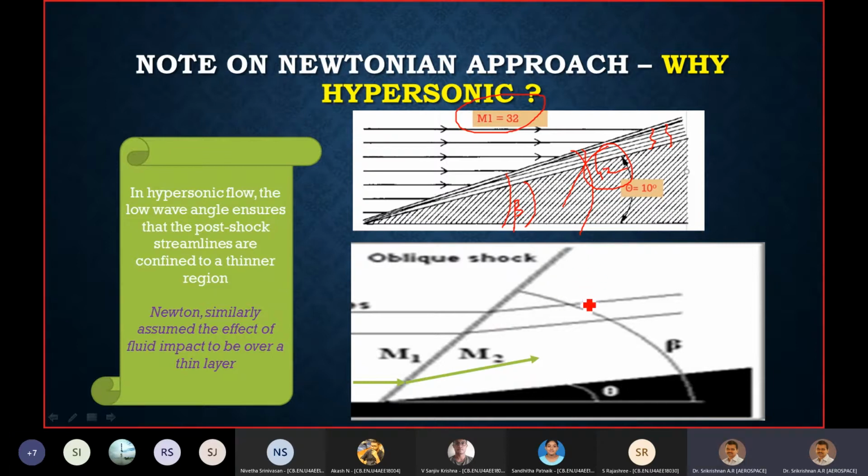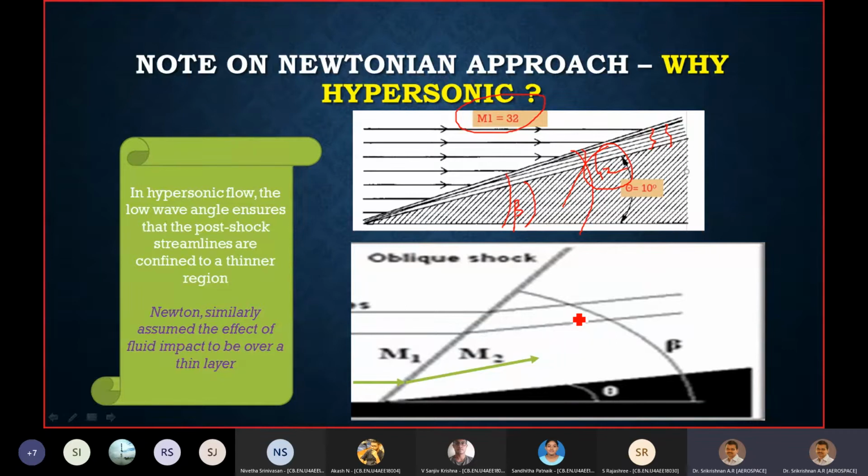Whereas if you have a larger layer, as shown here, that is, if the angle beta is reasonably high, then you have a wider layer there, and this theory doesn't become applicable. So that's the reason why Newton's theory becomes specifically applicable in hypersonic flow, and the applicability increases as Mach number increases. So this is why we are trying to extend Newton's theory to hypersonic flows.